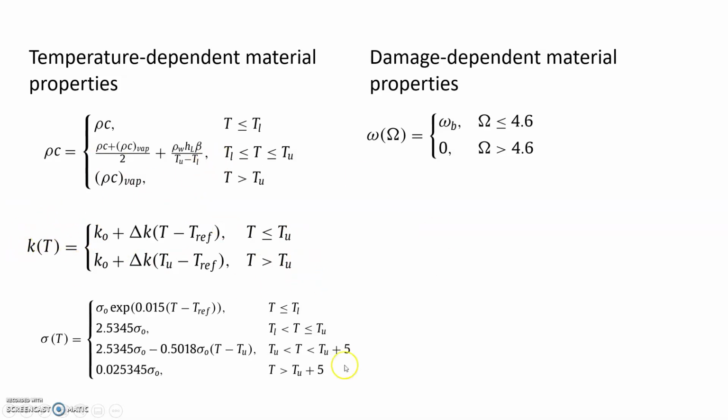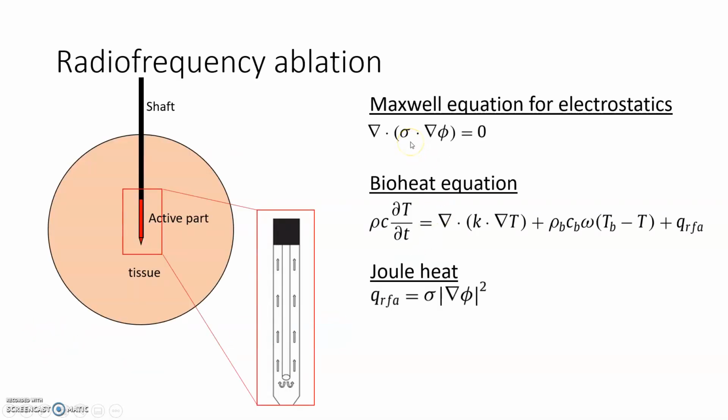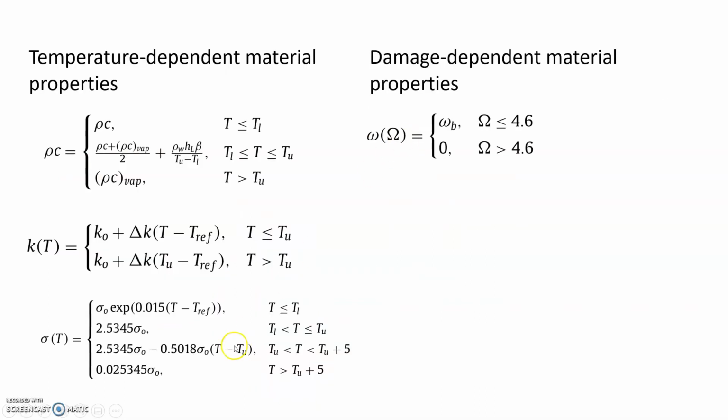The other thing to take into account is actually sigma. As I've stated before, sigma is the electrical conductivity of the tissue, and studies have also shown that the electrical conductivity of the tissue increases with temperature. This means that we will have to take into account the variation of sigma with temperature, and for this example, I'll be using this equation over here.